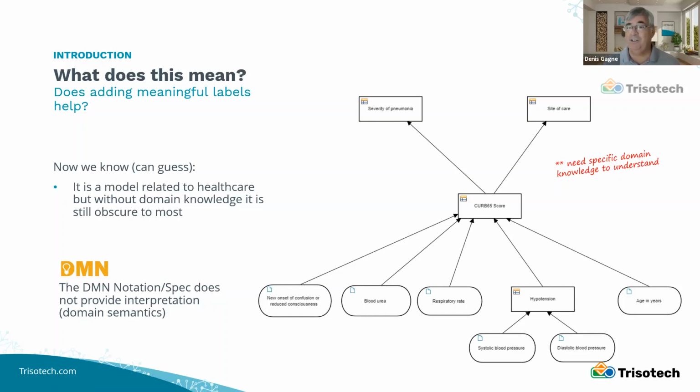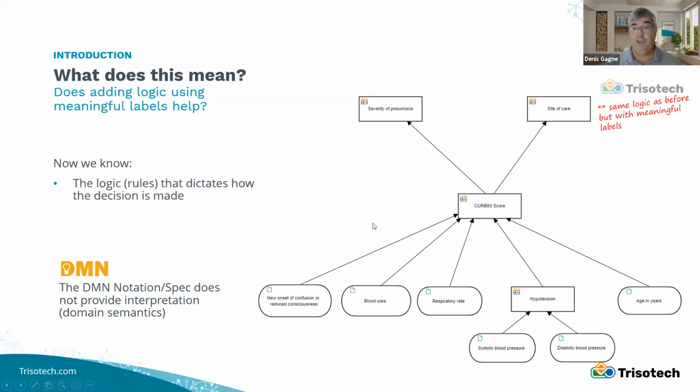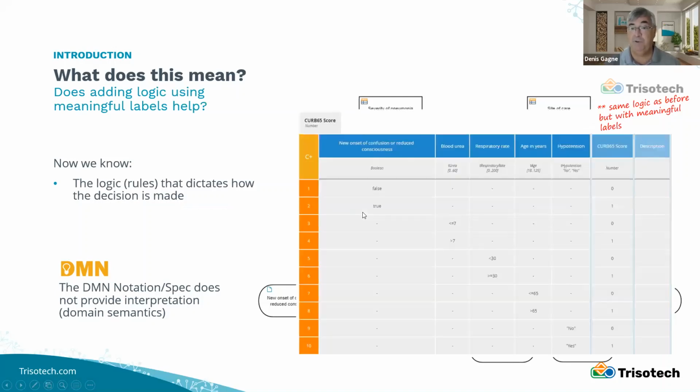But without any domain knowledge, I still don't really get it. Yes, severity of pneumonia is telling me something, site of care, CURB-65 score a little bit, and if you're like me, blood urea, etc. So again, I did gain some knowledge now, but not all that much. And what if I add the logic to this? In this particular case, it's exactly the same logic as what I was showing before with the arbitrary labels, except now I'm using more meaningful names, but they're exactly the same domain of values and everything. But now it makes more sense, and I can have some kind of understanding of what this model is about.